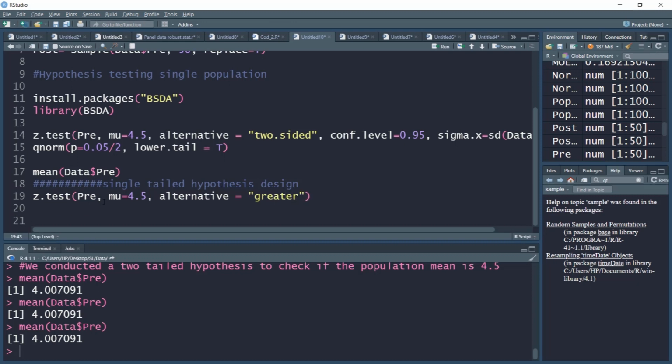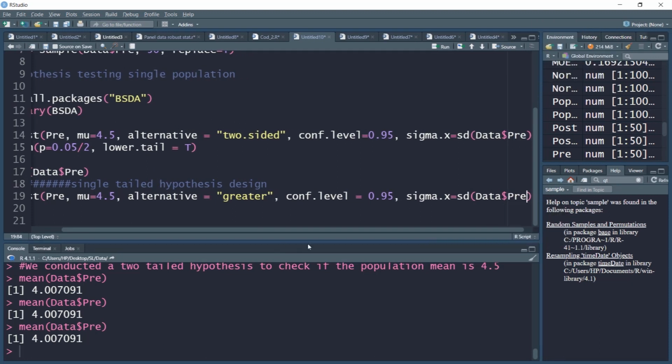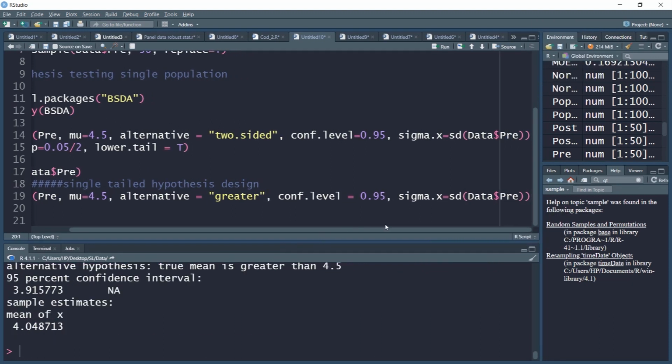Although we already know that it is less, much less in fact than 4.5, but still we'll check that. We'll put a confidence level as 95%. That means a significance level of 1 minus 0.95 or 5%. Again, since it's a normal distribution based hypothesis testing, that is Z statistic is used, we need to specify our standard deviation from the population. And we are good to run this command.